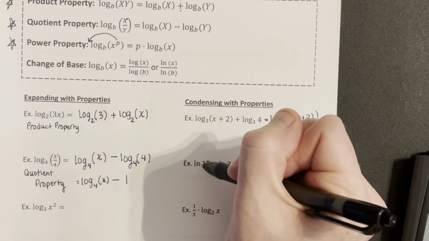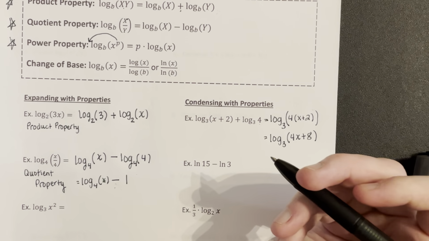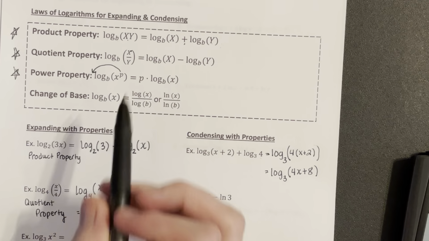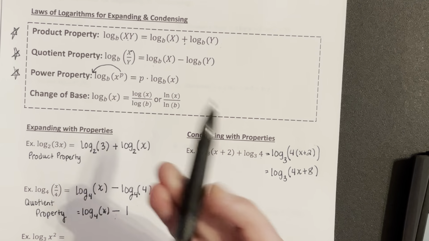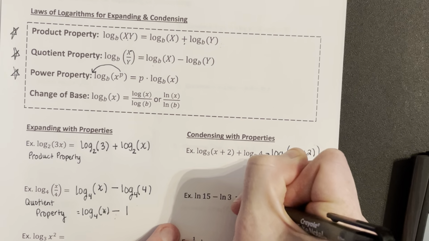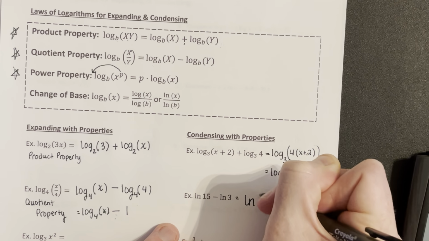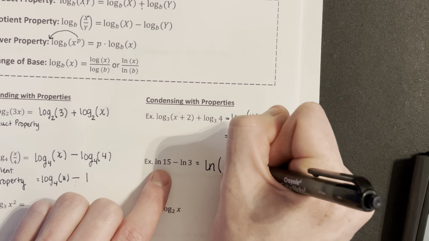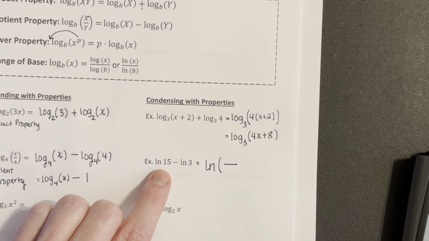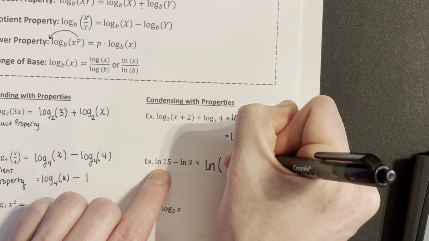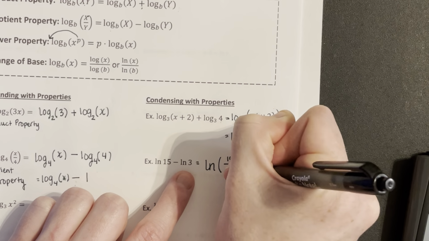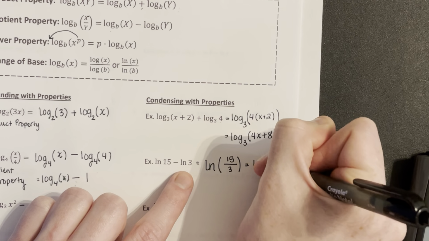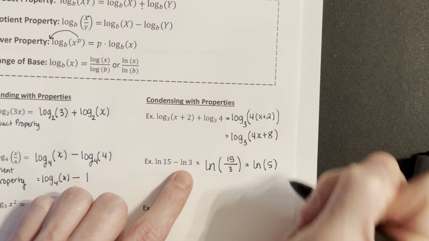And the second one on the second row, we still have subtraction. We're trying to condense. So this is working backwards with the quotient property. And if I condense this, this would say natural log of, we're subtracting, so that tells us what is in the numerator and denominator. 15 is on top, 3 is on bottom. And I could actually simplify that further. So natural log of 5, because 15 divided by 3 is 5.